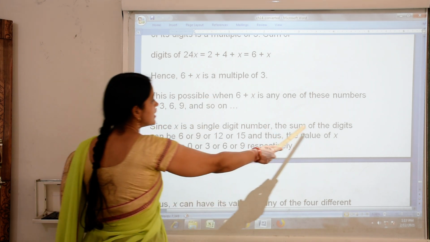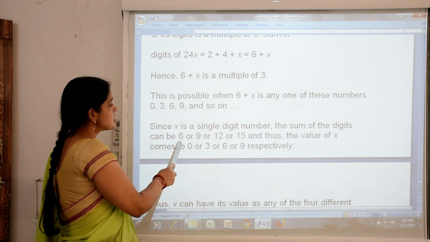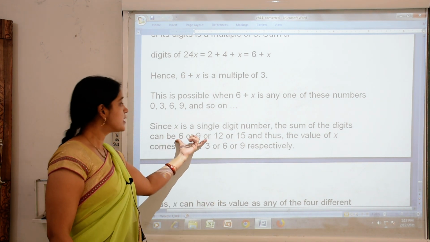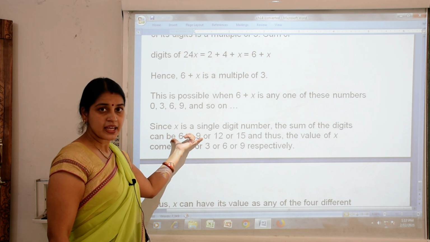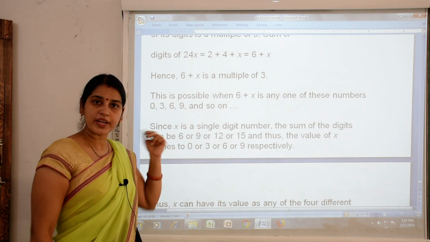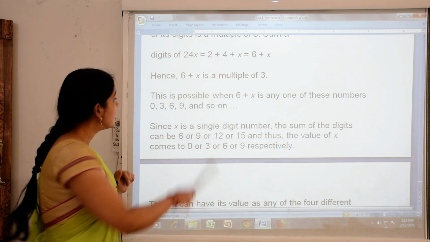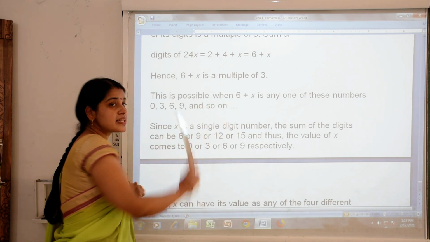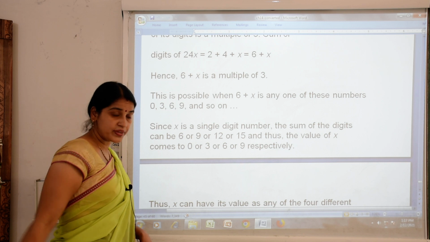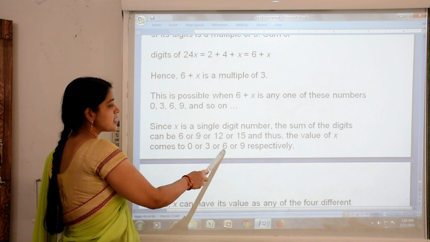That's why the sum of the digits can be, अब sum of the digits it may be possible as 6 or 9 or 12 or 15. ठीक है, मतलब sum उनका क्या आना चाहिए? It may be 6. Why 6? Because if we put 0 then 6 plus 0 we get 6. If we put 3 then 6 plus 3 we get 9. If we put 6 then 6 plus 6 it is 12. So it can be either 6, 9, 12 or 15. Thus the possible values of x are 0, 3, 6 or 9.